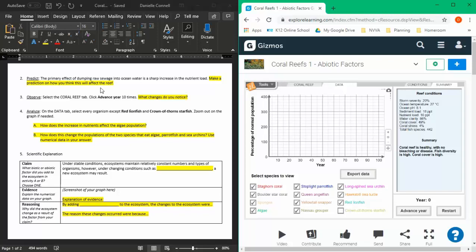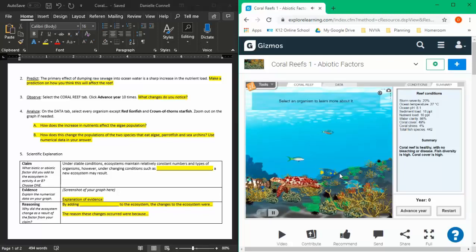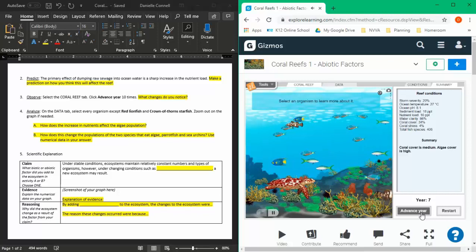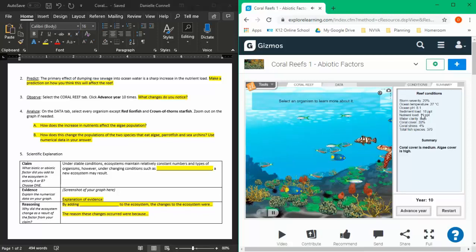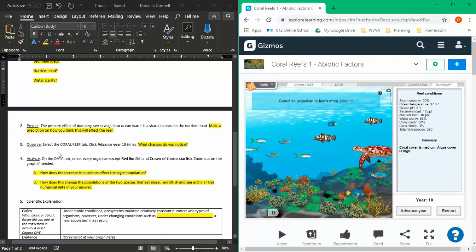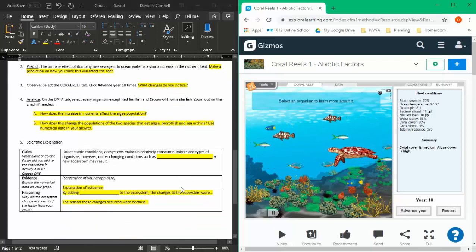And for number 3, we're going to observe. We're going to select the Coral Reef tab. It's going to show us in the picture. It says click advance year 10 times and what changes do you notice? So things that we can look at: we can look at the picture and we can look at these numbers over here. So let's keep an eye on the picture and see what types of changes are occurring over 10 years. Is anything becoming increased? Anything becoming decreased? And now we can compare these values as well to the ones that we recorded up here to answer number 3, which says what changes do you notice? Just make a couple observations there.